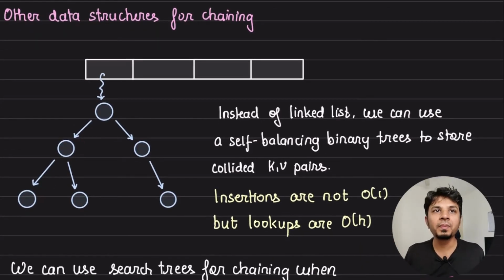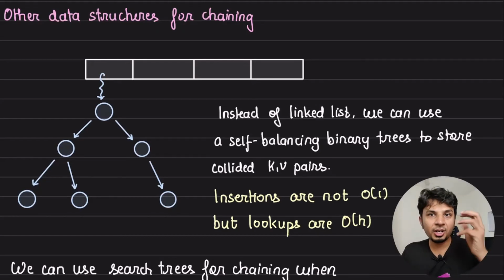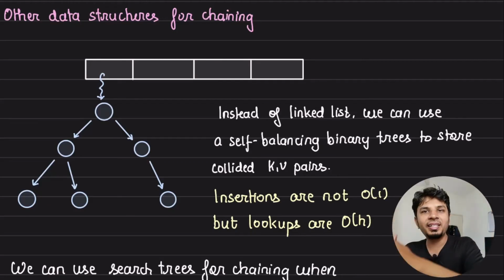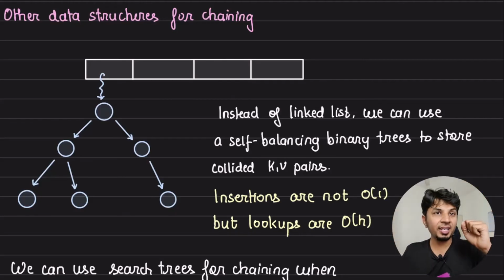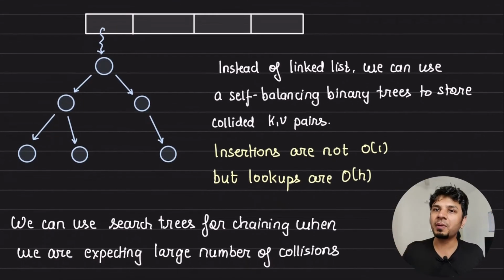For example, you can use a tree, a self-balancing binary tree, instead of a linked list. So now your array is an array of self-balancing binary trees. And when you are inserting, you would insert in this tree. When you are deleting, you would delete from this tree. When you are looking up, you look up into this tree. And this would give you good performance.